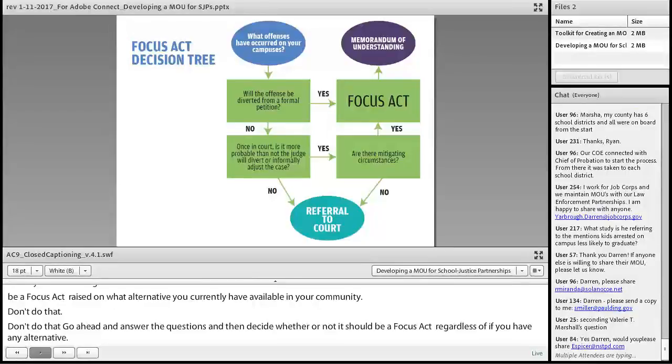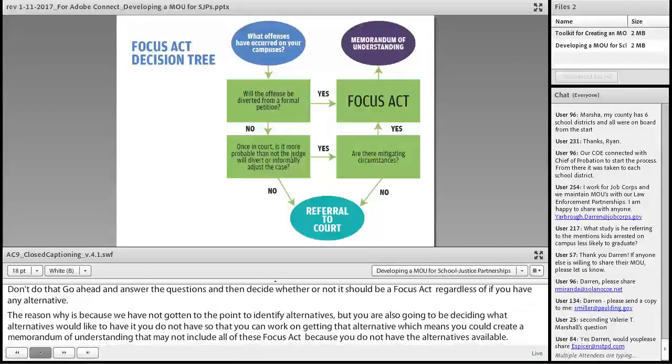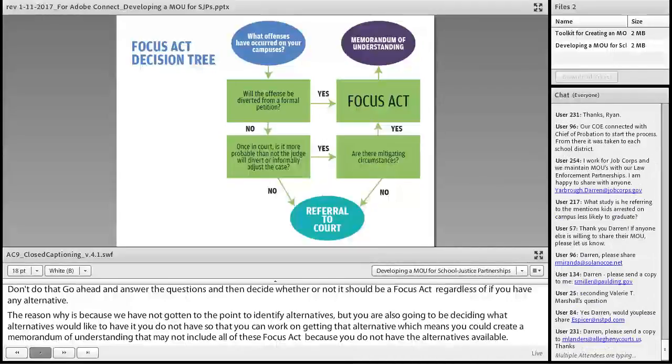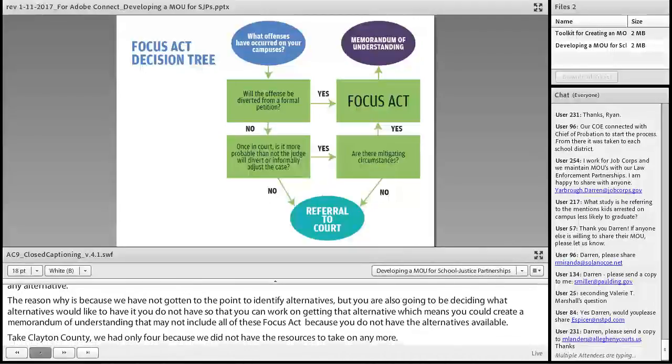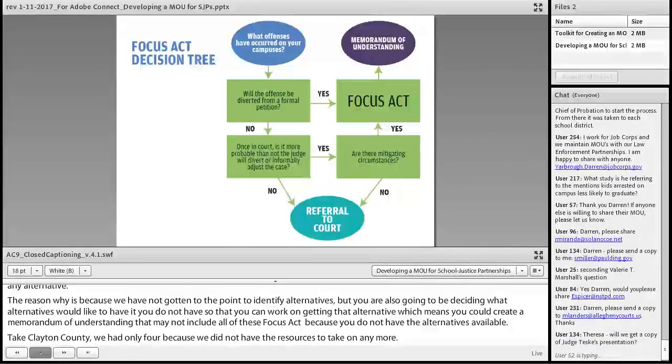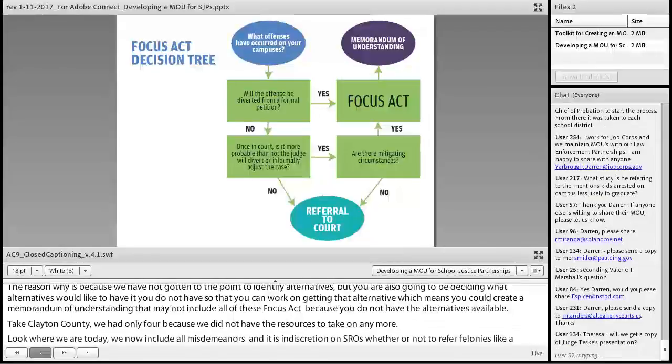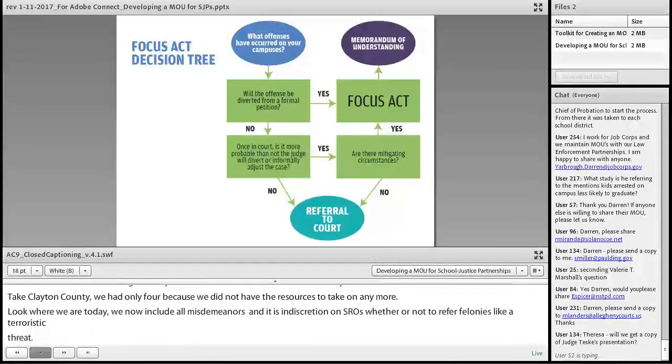Take Clayton County. Remember what I said? We had only four, because we did not have the resources to take on any more. But look where we are today. We now include all misdemeanors, and by the way, it is in the discretion of the SROs on felonies. They can elect, and we give them the discretion, not to refer a felony, like a terroristic threat. So just keep that in mind, because you can always amend your memorandum of understanding to include additional focus acts at a later date as you develop those alternatives. Okay? Teresa, any questions we have?